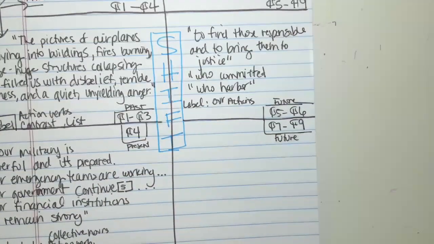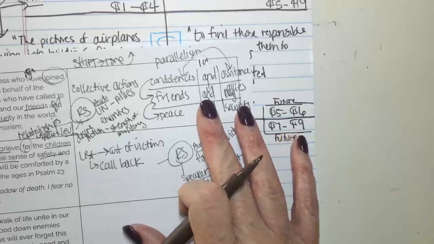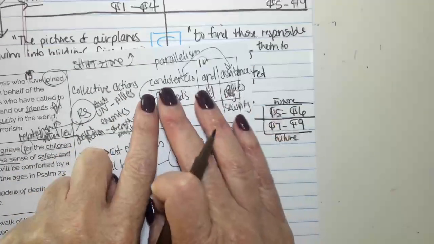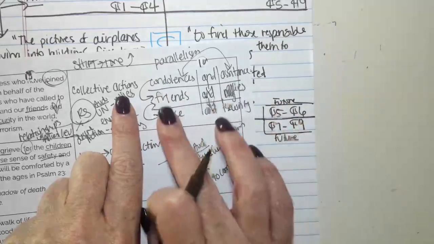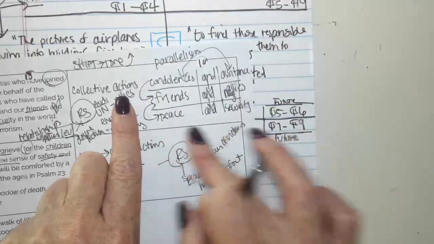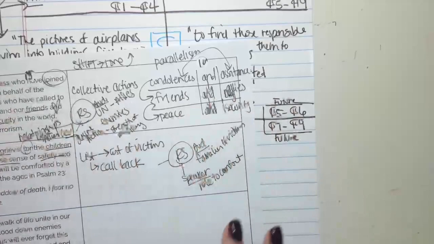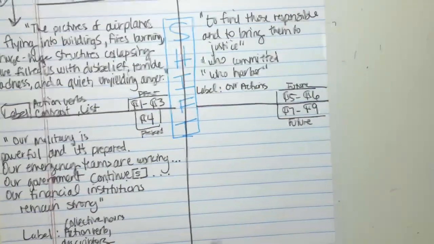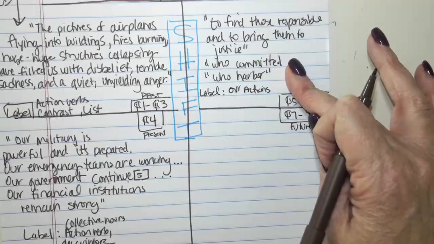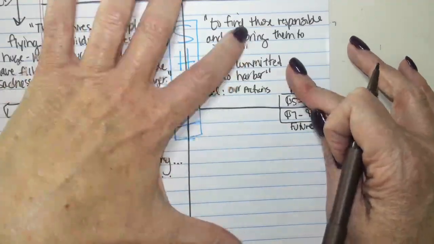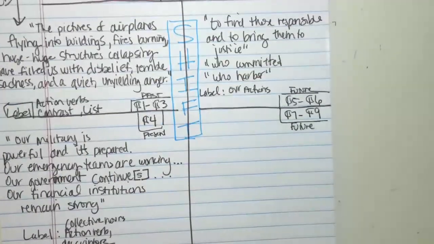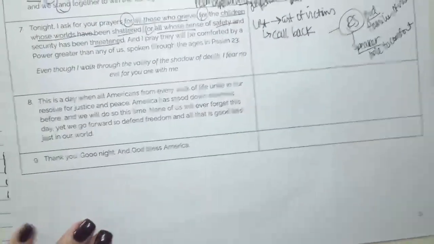I would say the other thing that I might like in 6 is I might have taken the collective actions, or the parallelism: the condolences and assistance, friends and allies, peace and security. I might have taken that because I want to try to get things that are different, right? Action verb, actions again, right? I might want to take something that's a little different so I can show some variety in my labels. We didn't get to finish paragraph 8 apparently, huh?